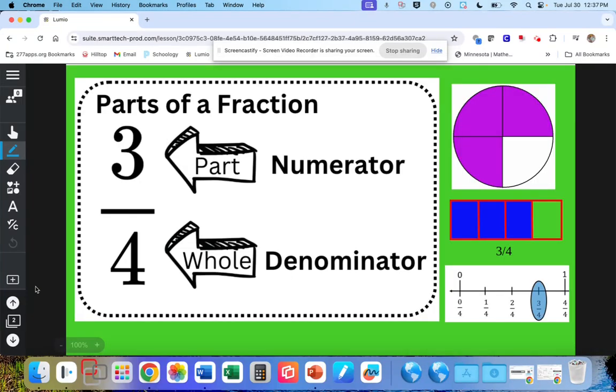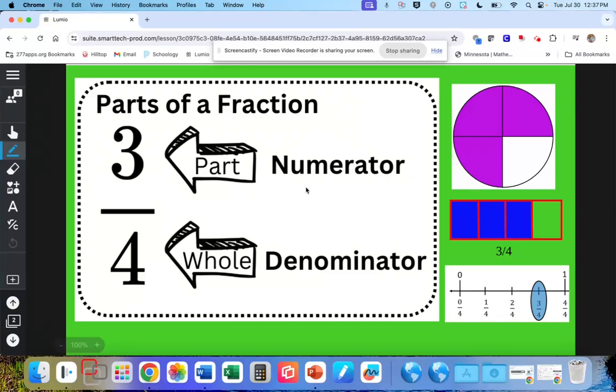All right, the first part we're going to talk about is parts of a fraction. A fraction is just a part of a whole number. Maybe we have a whole pie, but we don't have the whole pie. The whole pie wasn't eaten at a family function, only part of it was. Then we would have a fraction amount.